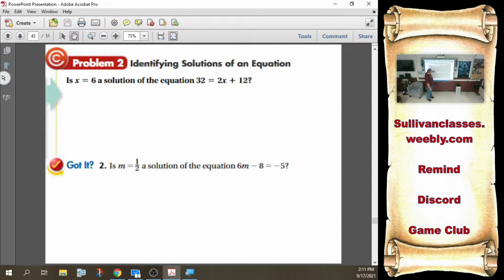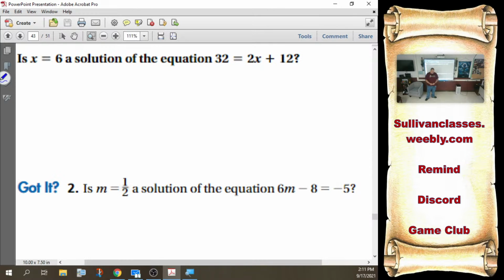Now they get these open statements and they say, is it true or not if I push this specific button? Remember what we said when we were evaluating? If I'm plugging something in, what do I need to do first? Parentheses. Yes, parentheses. 32 question mark 2 by 6 plus 12. Use parentheses, replace the x with the 6, and see, does this work or not?